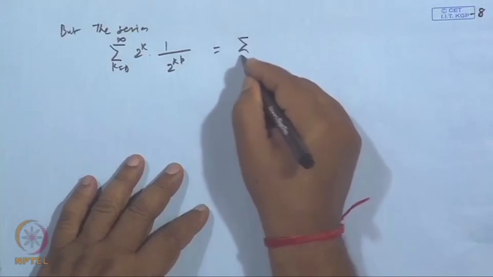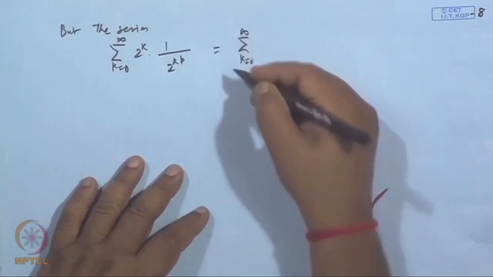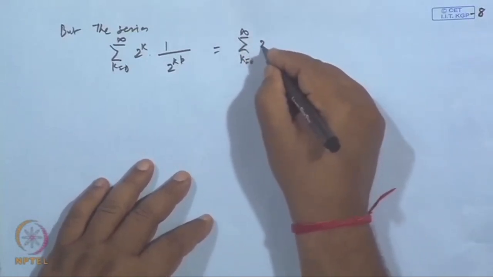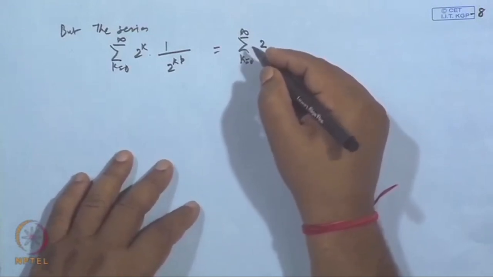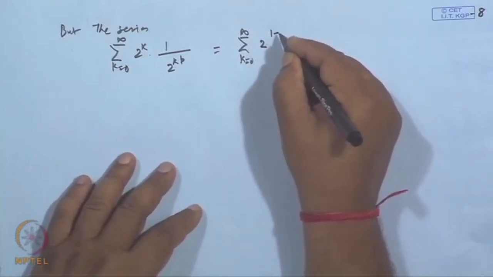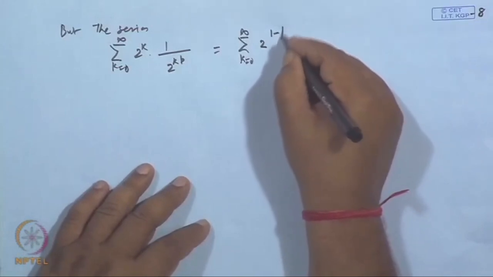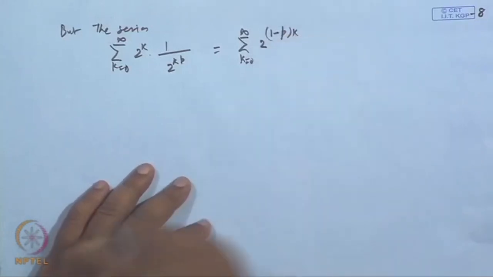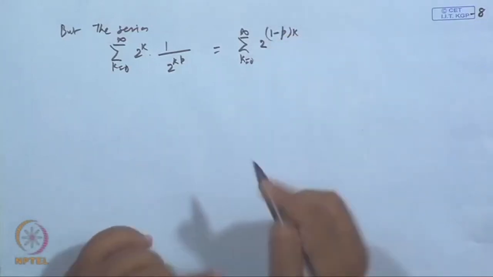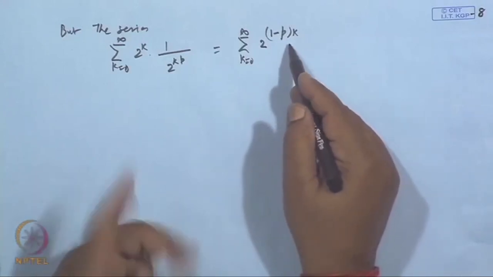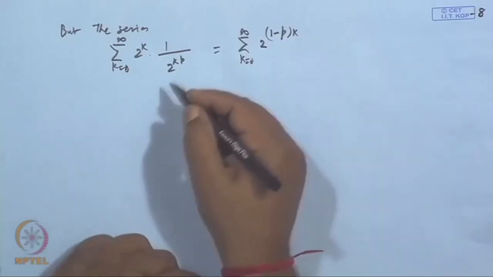This is equivalent to sigma k equal to 0 to infinity, 2 to the power (1 minus p) into k. Now, this is basically a geometric series. This is a geometric series.